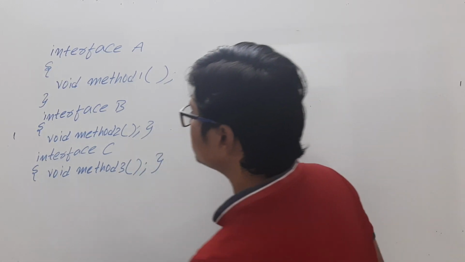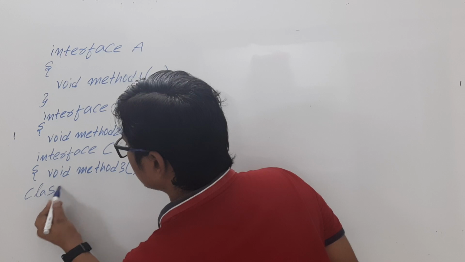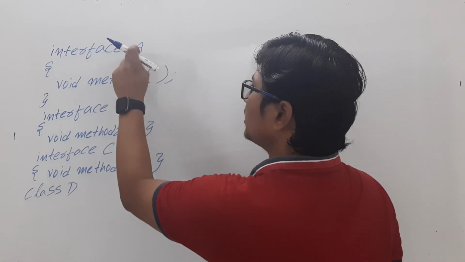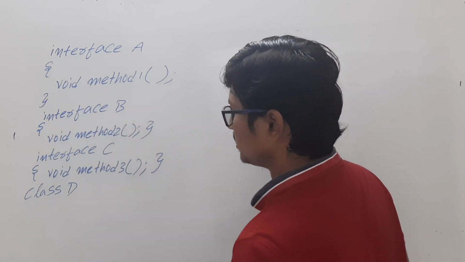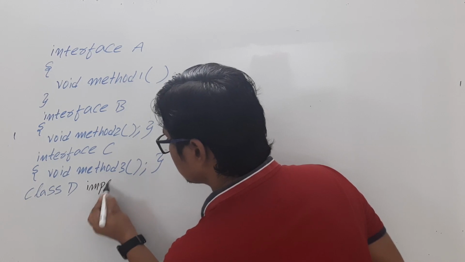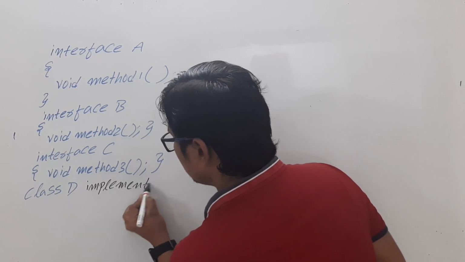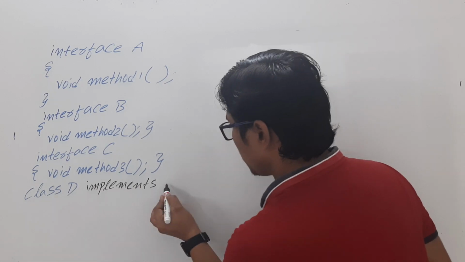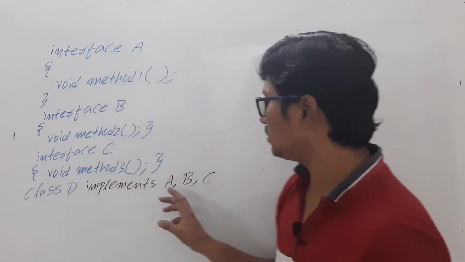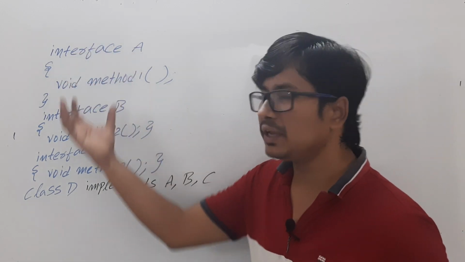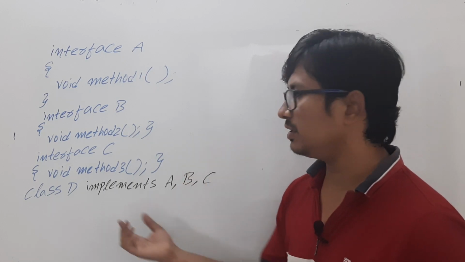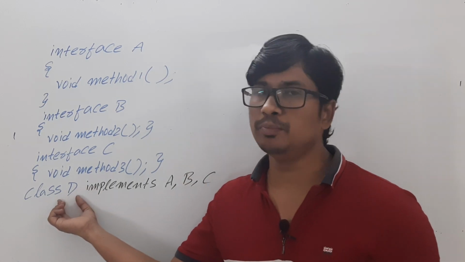Now there is a class D which inherits the properties of interface A, interface B, interface C. Then we need to use the keyword implements. How many interfaces you want, like A, B, C. Here I have three interfaces, so I give all three interface names. If I have n number of interfaces, I can give all n interfaces. So class D is inheriting the properties from n number of interfaces.